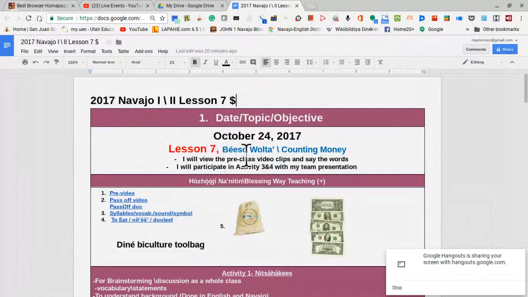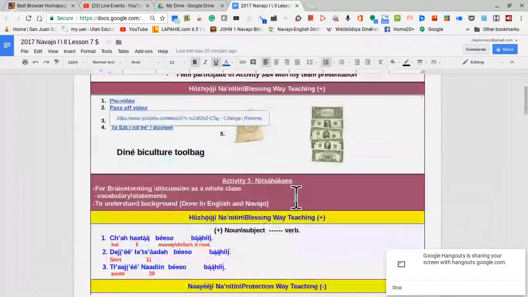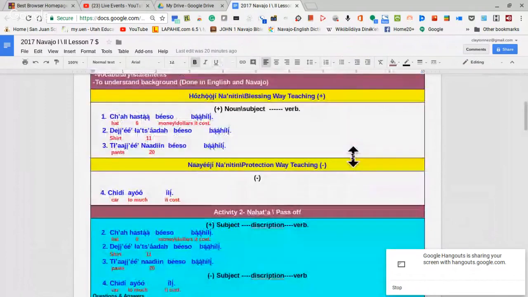Here's Navajo 1. Okay, the lesson today is for the date October 24th, lesson 7, Béeso, counting money. Béeso. So let's go over here and do activity 1. This is a pre-thing that we're going to be going through. So this is what we're going to do.